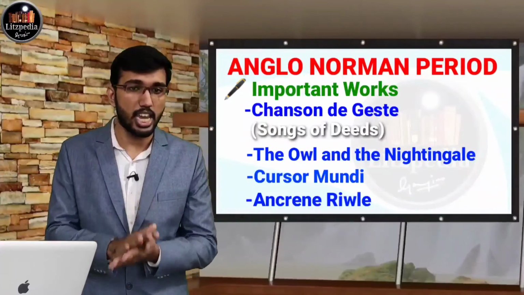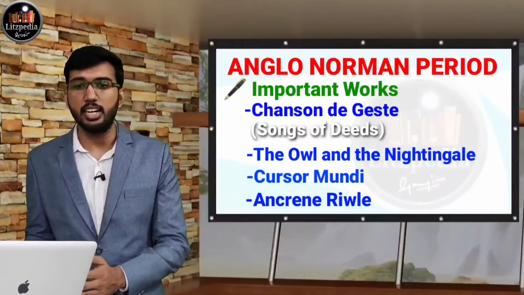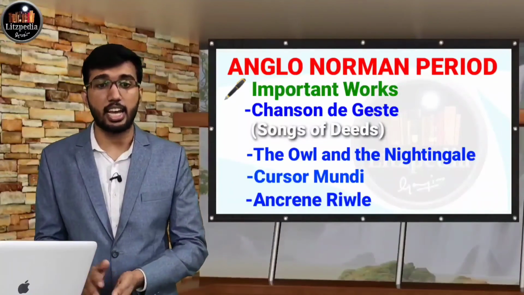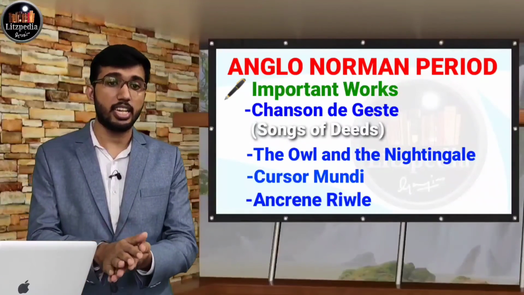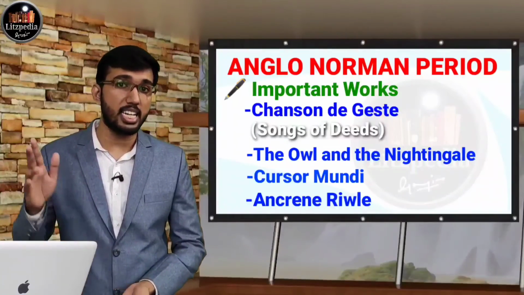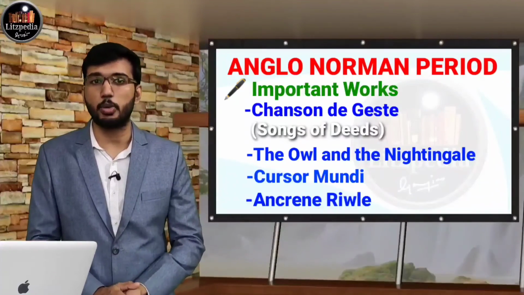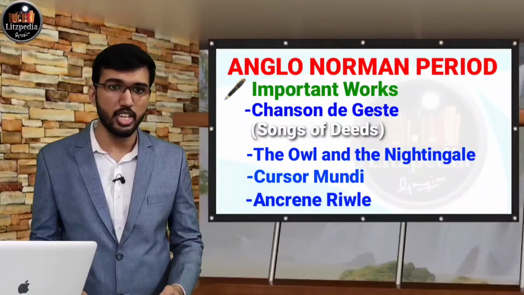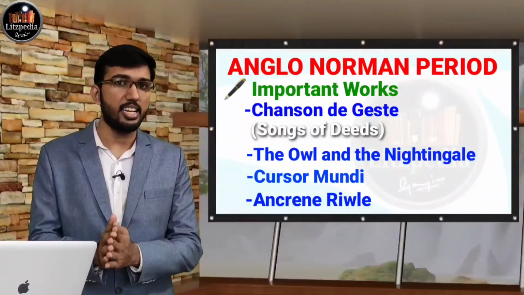And this contains 8 parts, that we need to know. And parts 2 and 7 deal with the inner life of anchoresses, and other parts depict the outer life. So we need to know that Ancrene Riwle is an anonymous monastic manual, and it contains 8 parts, written in the 13th century. Okay. So that's regarding the important works during the Anglo-Norman period. We have discussed Chansons de Geste, The Owl and the Nightingale, Cursor Mundi, and Ancrene Riwle.